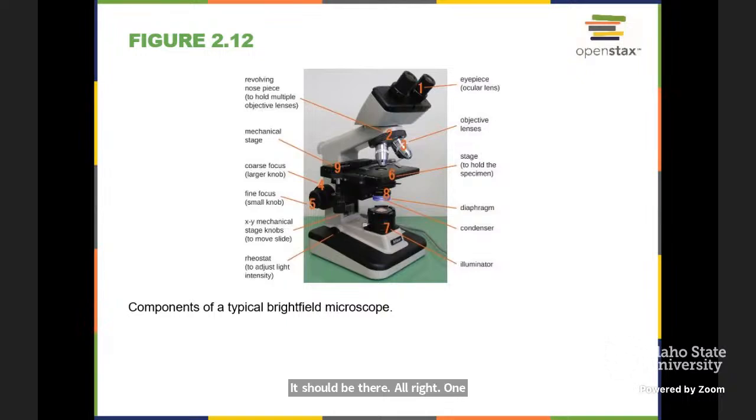One thing I will tell you, this is a heads up. When you are staining things, you're going to make your slide, you'll get it on there. We'll talk a little bit about that in a bit.